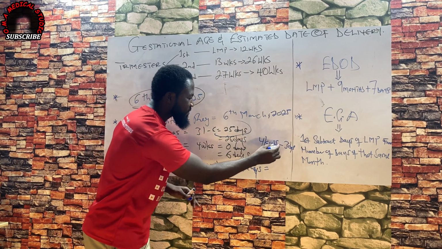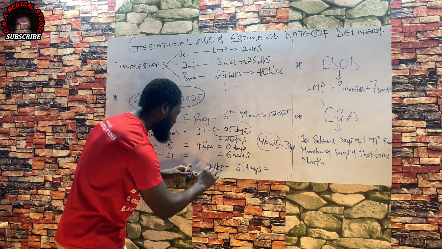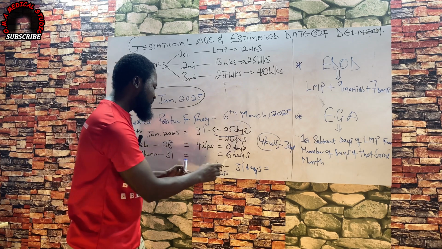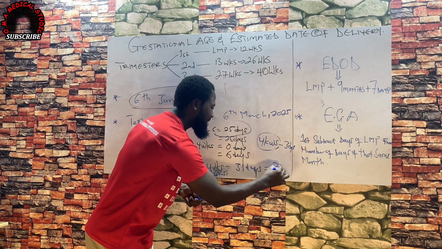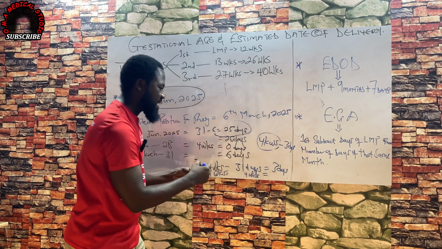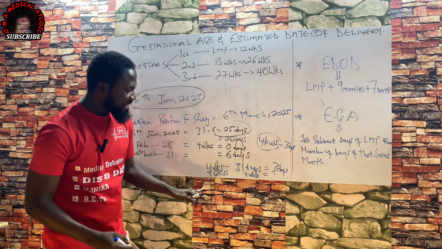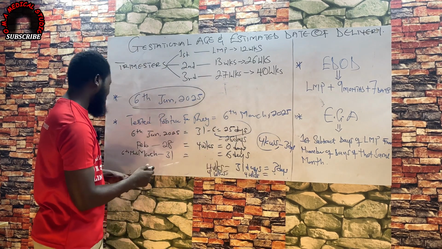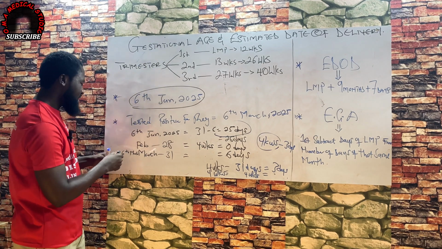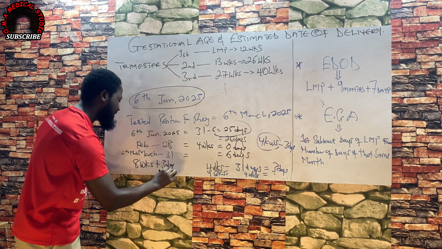Then we are going to add this 4 weeks plus this other 4 weeks. So that is going to be 8 weeks, 3 days. 4 weeks plus 4 weeks is 8 weeks, plus 3 days. So the estimated gestational age of the pregnancy you tested on the 6th of March is going to be 8 weeks plus 3 days.